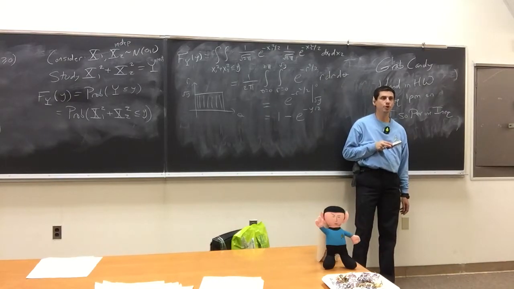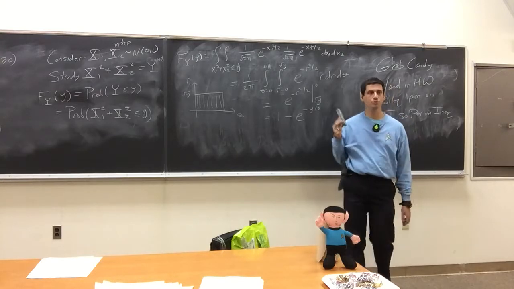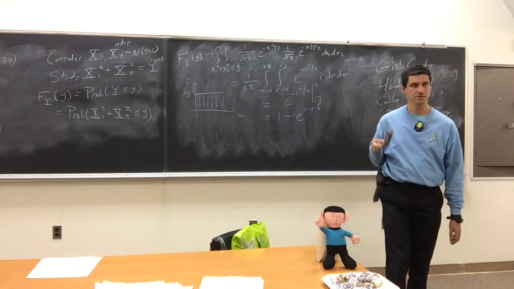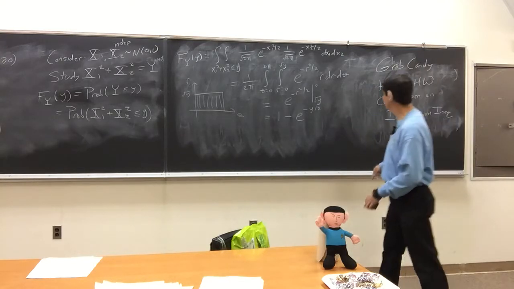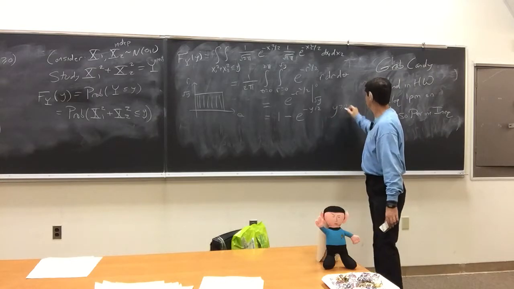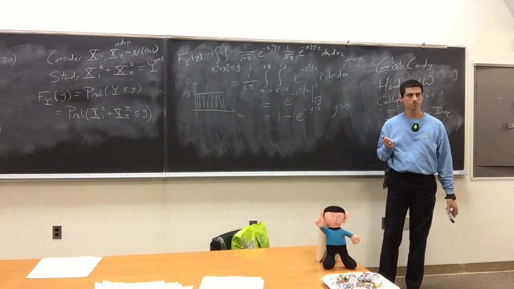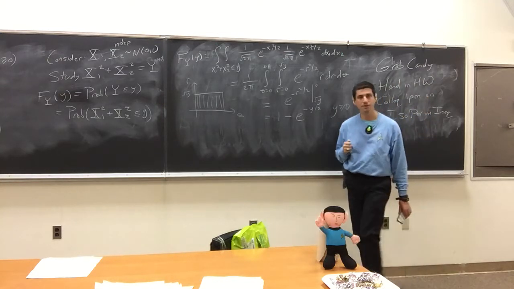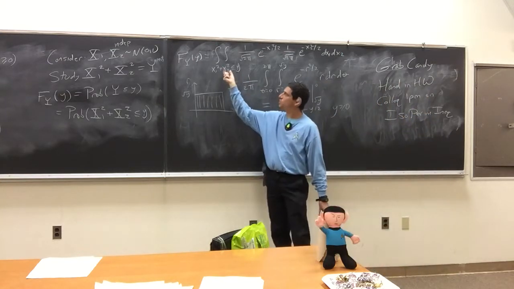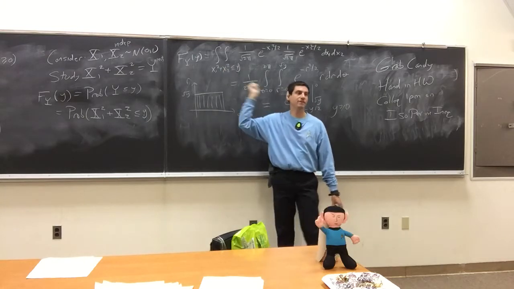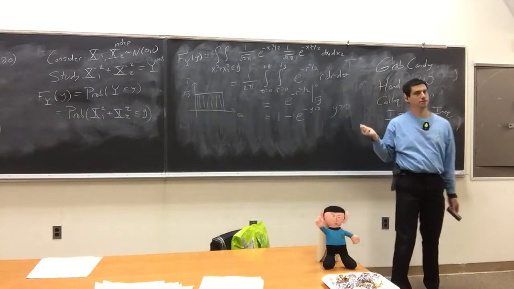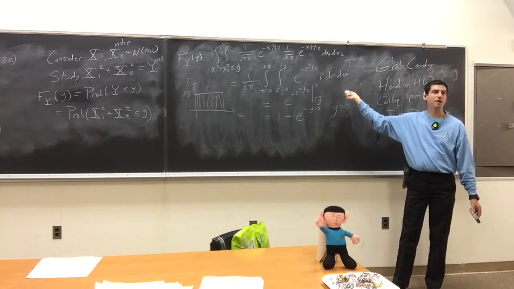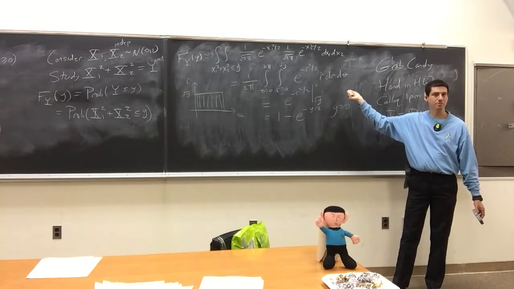And what must be true about y for this problem? Y is greater than or equal to 0. Why does it have to be greater than or equal to 0? Yeah, it's a square. I want x1 squared plus x2 squared to be less than or equal to y. If I'm going to be using this, y is my radius. My radius has to be a positive number.